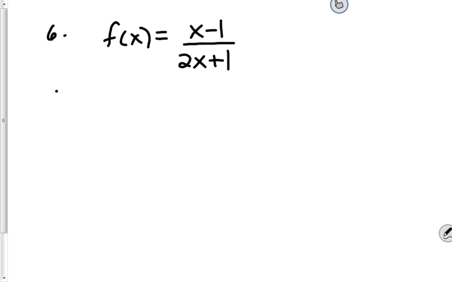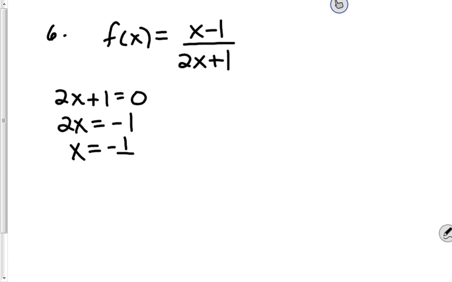So let's take the denominator, set it equal to 0, find the roots. Subtract 1 to the other side, and then divide both sides by 2. X equals negative 1/2. So that's going to be our vertical asymptote. Make sure that that x value of negative 1/2 doesn't also make the numerator 0. If it does, we know it's a hole. In this case, it does not, so we're good.